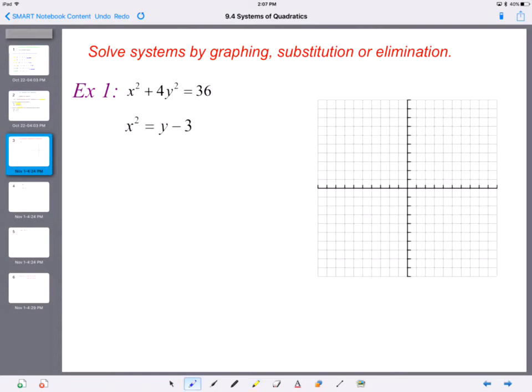Alright, on the next one, we're going to get into the system. I'm going to first do this by graphing. Most likely we're going to do this using algebra next time, using substitution and elimination. But this one I just want to show you what it looks like to graph, and to recall what we're looking for in systems.